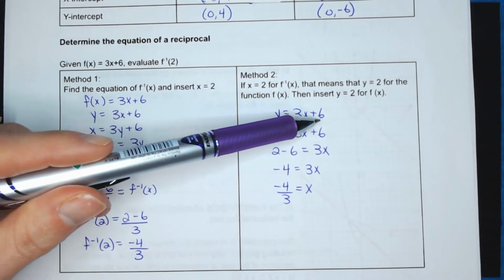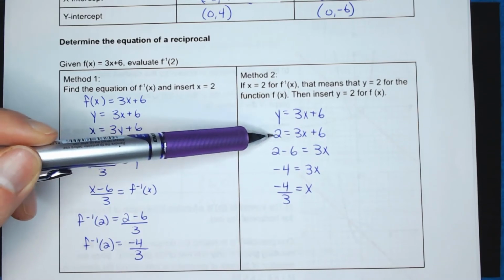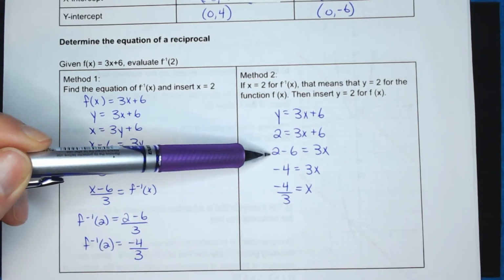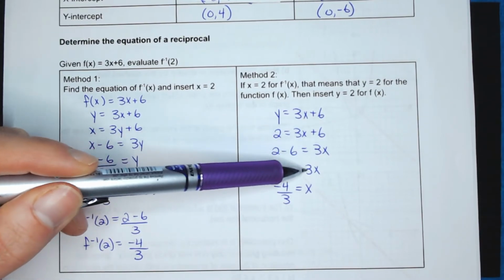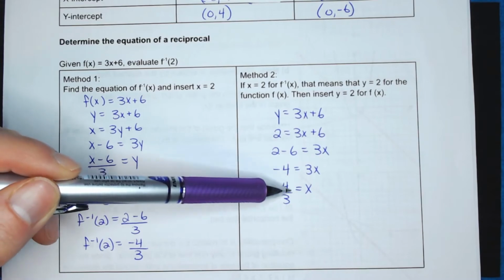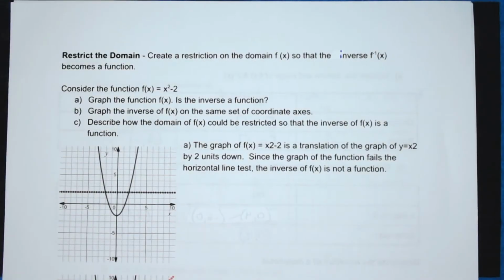So y equals 3x plus 6. You just plug in that 2 into the y value, and then the work becomes the same. Subtract 6 from both sides, divide both sides by 3, and you get the same answer at the end, -4/3.